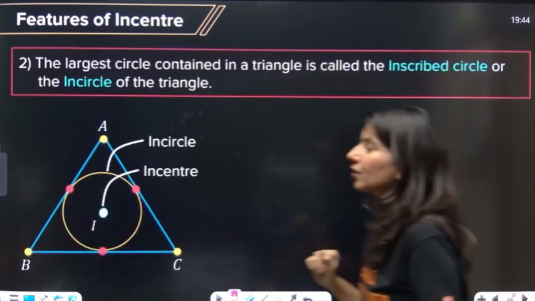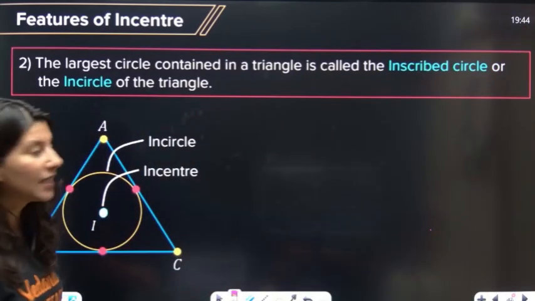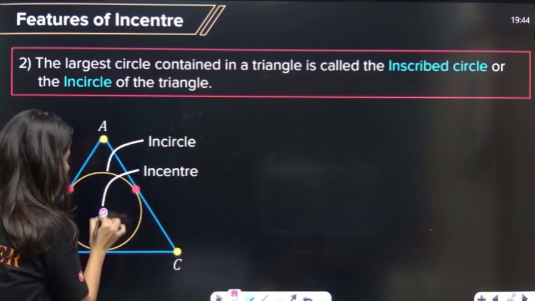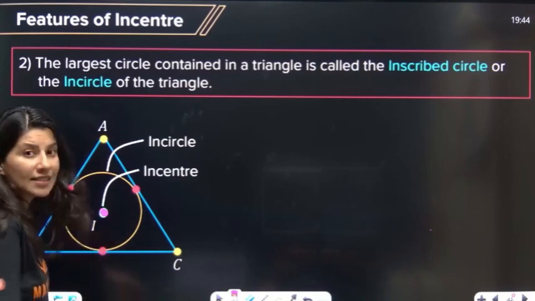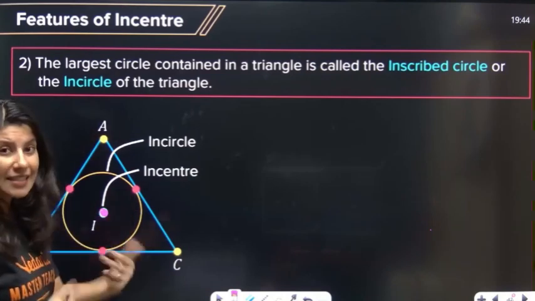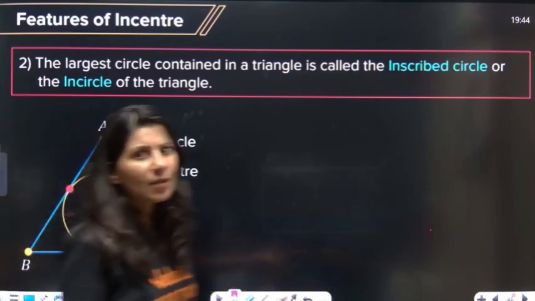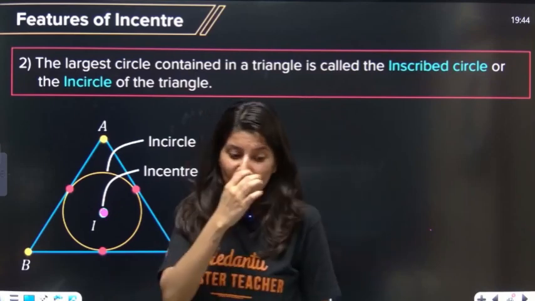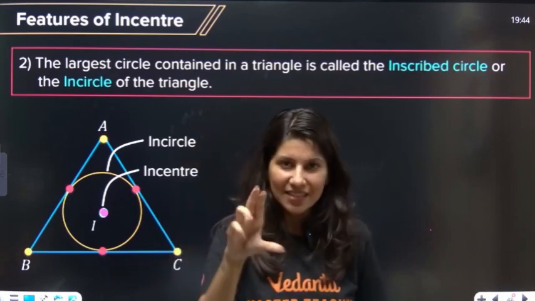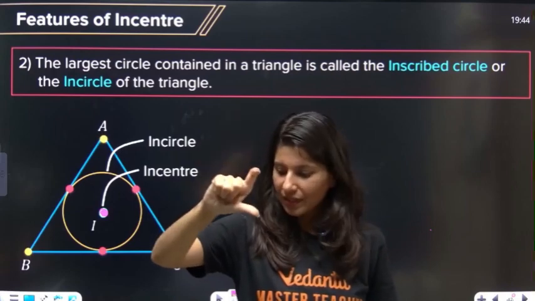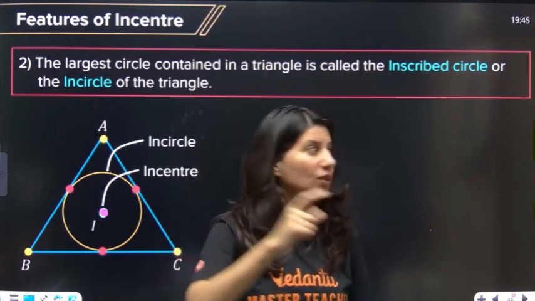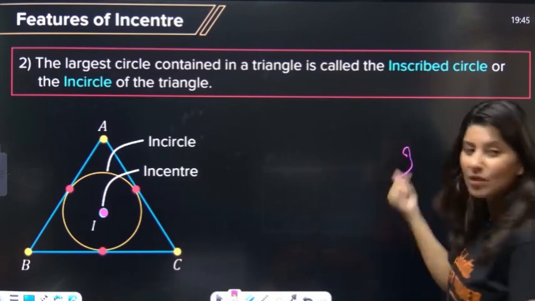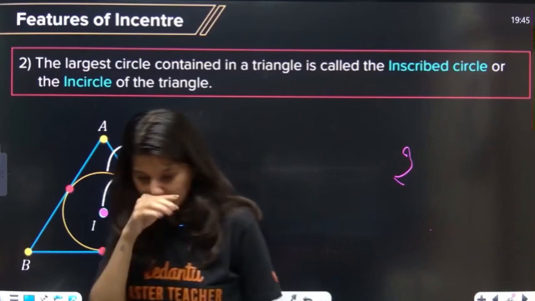Now, the second point on your screen: the largest circle contained in a triangle is called the inscribed circle. Suppose this is your incenter. You know how the incenter is formed: it is the point of concurrency, the meeting point of the internal angle bisectors. Now, we used to call that tool a rounder. It has a sharp pin and a pencil, and you can draw a circle with it.